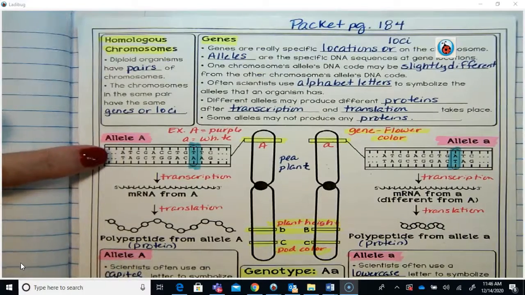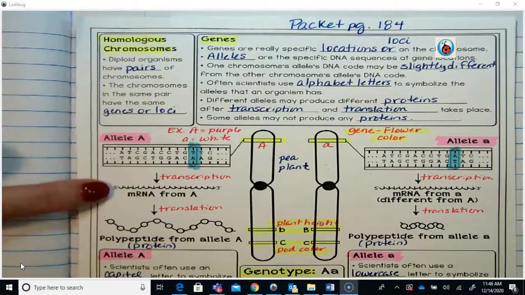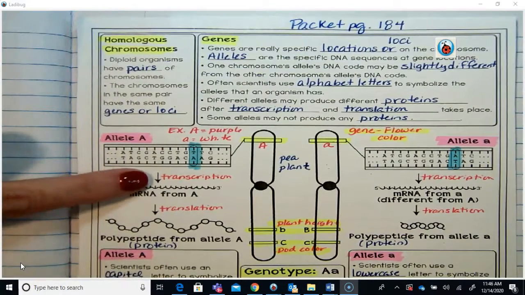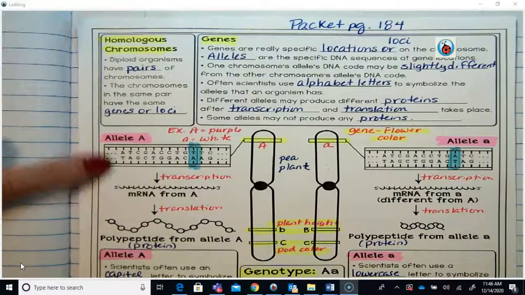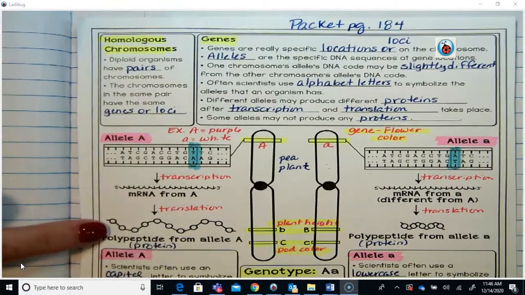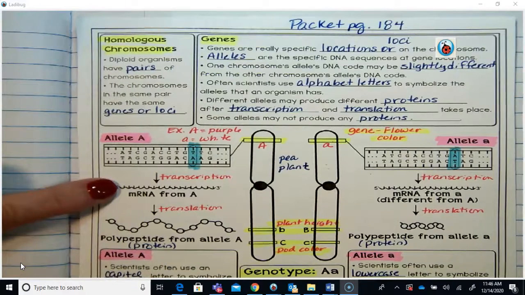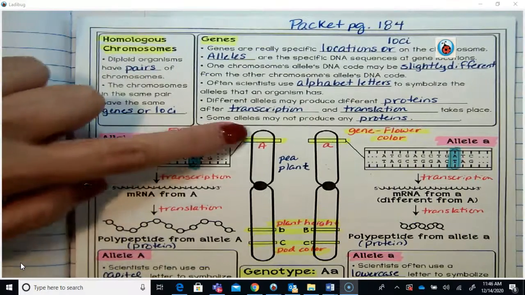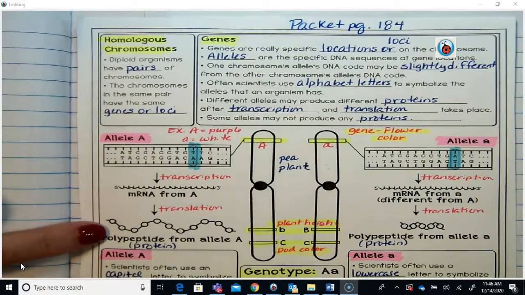So this DNA will obviously undergo transcription to make mRNA. So remember that transcription is the making of mRNA from DNA. And then translation will take place. So you're making a polypeptide or a protein from the mRNA sequence. So for the big A allele, this protein would be the purple pigment for the flower color.